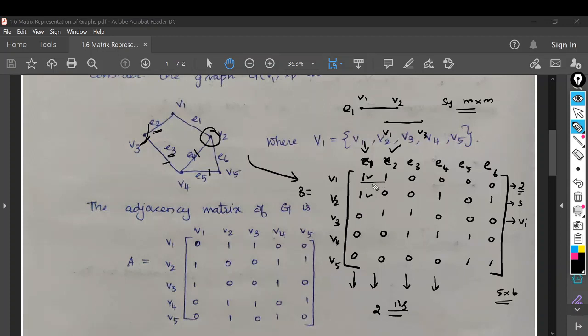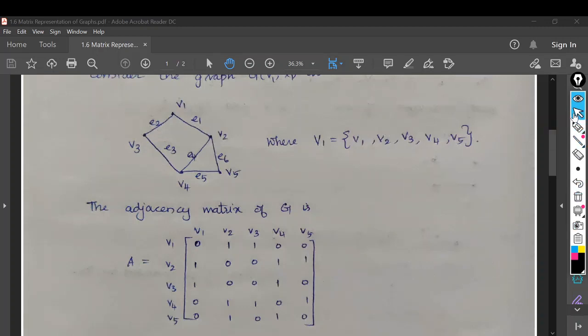So here the degree of vertex V1 is 2, the degree of the vertex V2 is 3, the degree of vertex V3 is 2, the degree of the vertex V4 is 3, and the degree of the vertex V5 is 2. Okay, so these are the observations that we can make out of the incidence matrix. The number of ones in each column will be exactly 2, and the sum of the elements of the ith row will be equal to the degree of the vertex Vi.